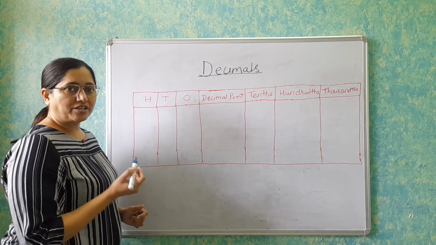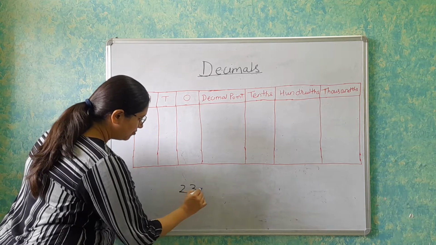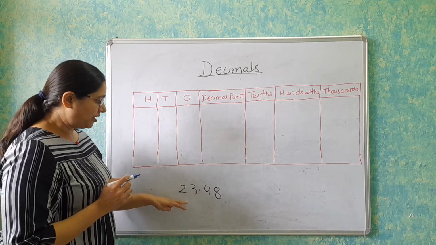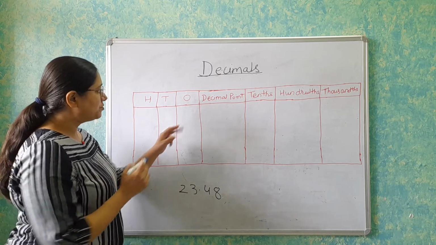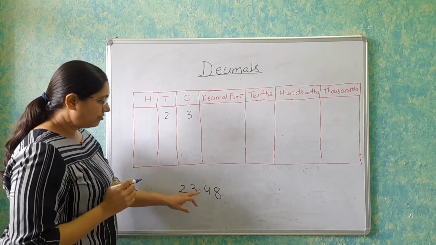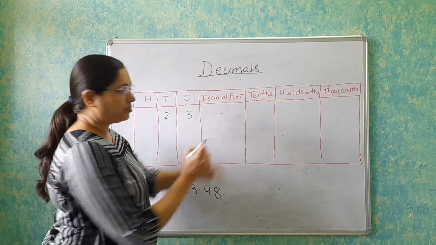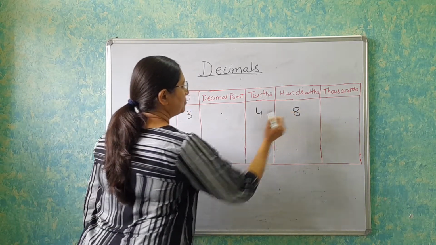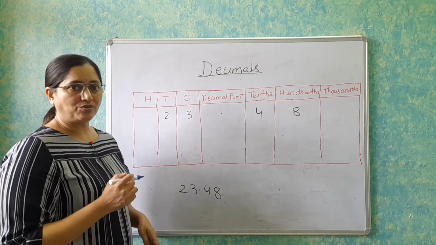Suppose I have to arrange a number in place value chart, 23.48. First I will arrange the whole number part 23. What is the position of 3? 3 is at 1's position and 2 is at 10th position. Now I will put a decimal point and 4 is at tenth position and 8 is at hundredth position. So this is how we can arrange decimal numbers in place value chart.